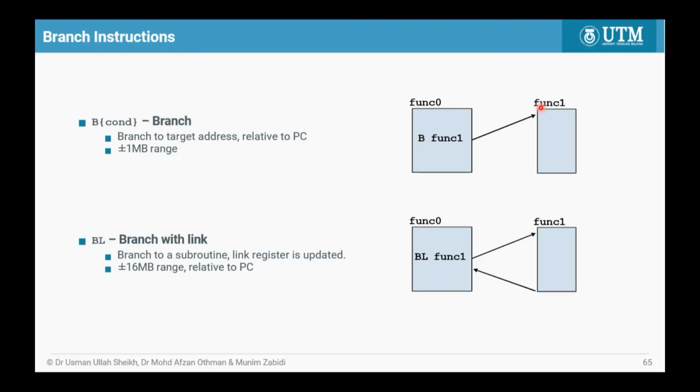For the branch with a link, or BL, what happens here is you currently do function 0. In the middle of function 0, you call a BL function 1, which means you're going to do function 1. It will go to function 1, finish function 1, and return back to function 0. So that is the difference between the branch and the branch with a link. For the branch, once the branch is finished, it will never go back to where it stopped. But for the branch with a link, once function 1 is finished, it will go back to where it stopped earlier.